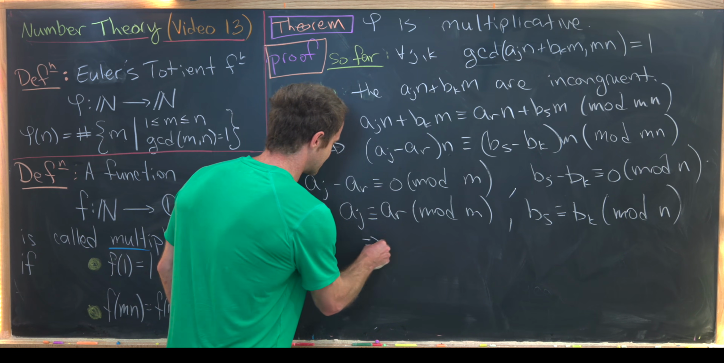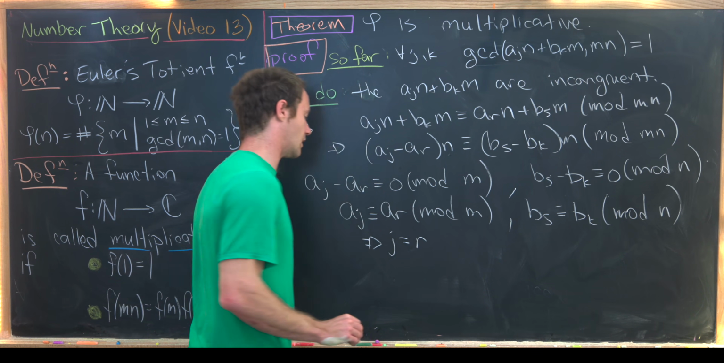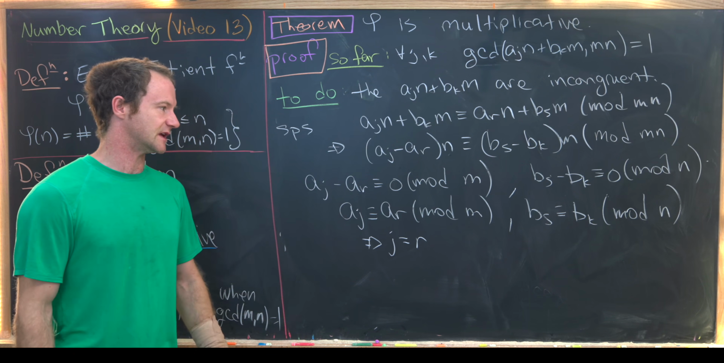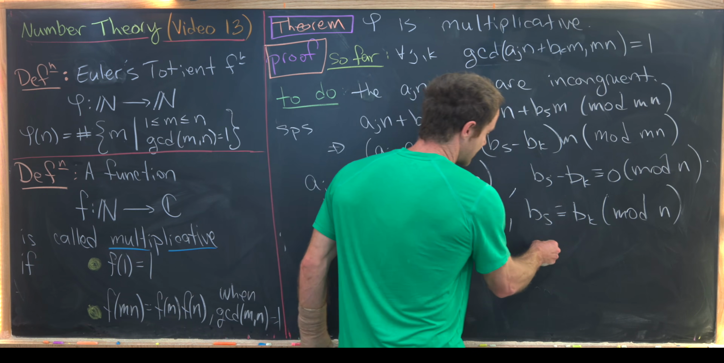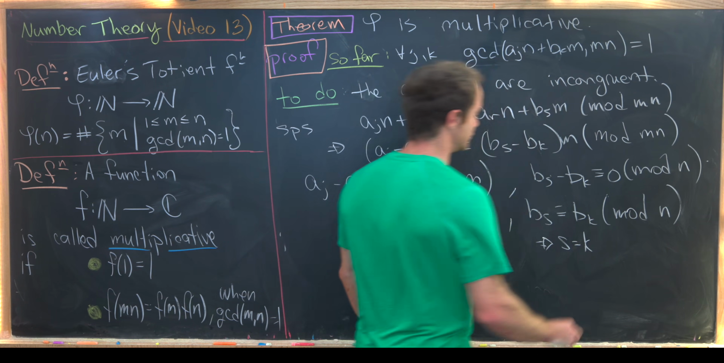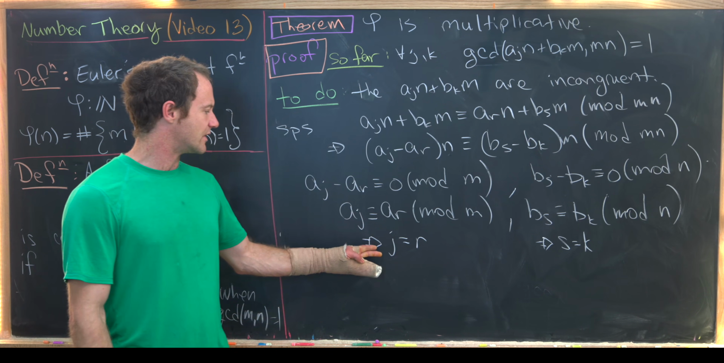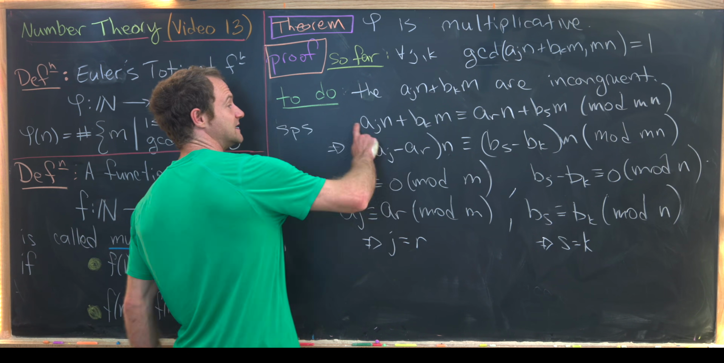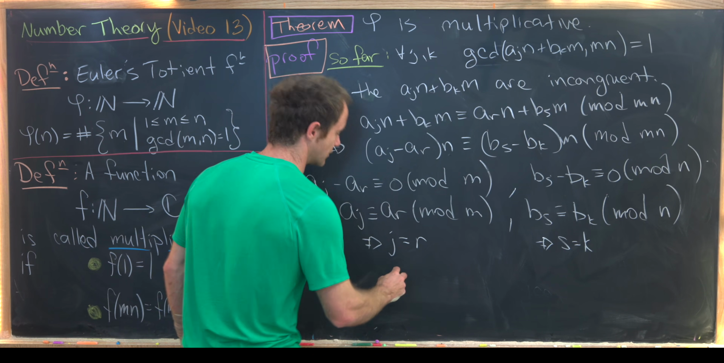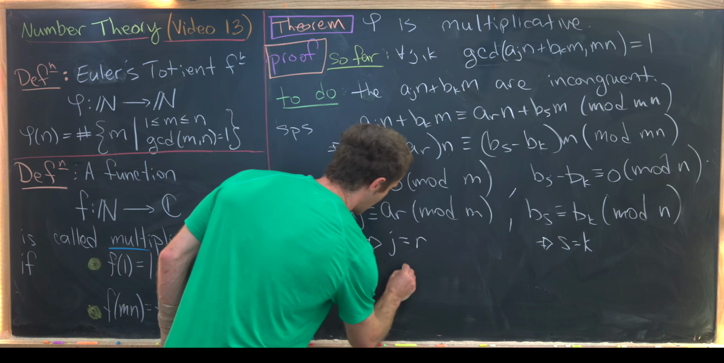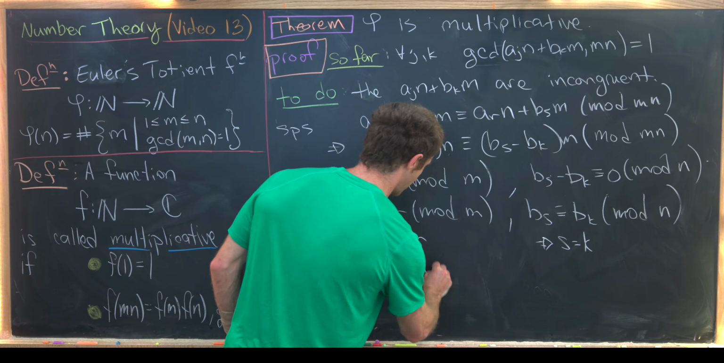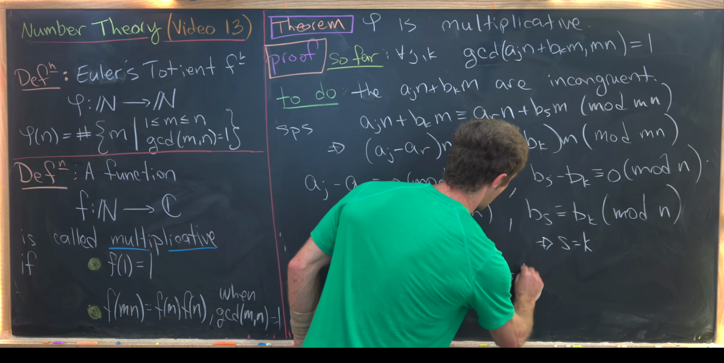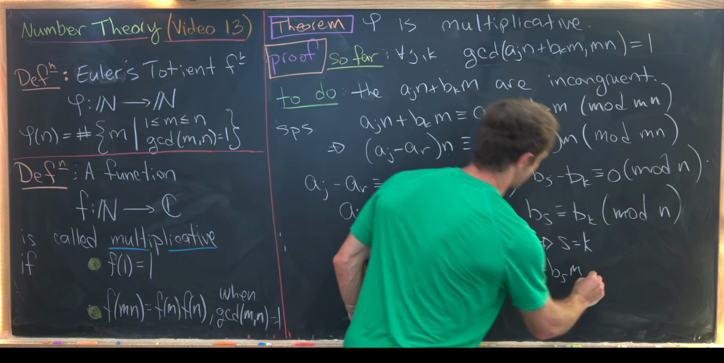Okay, so that tells us that j is equal to r, or maybe a_j is equal to a_r, but really the indices being equal is enough. And then this down here implies that s is equal to k. But now if j is equal to r and s is equal to k, then that means we don't just have congruence up here, but we have equality up here. So we've got a_j n plus b_k m is equal to a_r n plus b_s m.